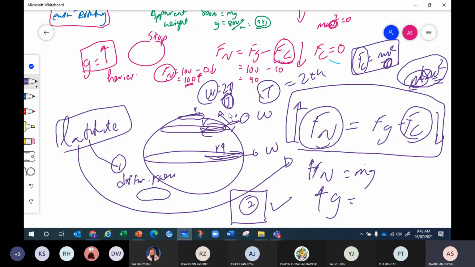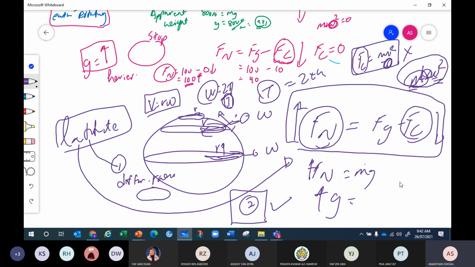Is it the same or different? How do you find v? v equals r omega, right? So v depends on r. Smaller r will have a smaller v. So v is changing with latitude. So you can't compare r with Fc, because when r changes, v is also changing. That's why you can't use this formula, because there is another quantity changing.